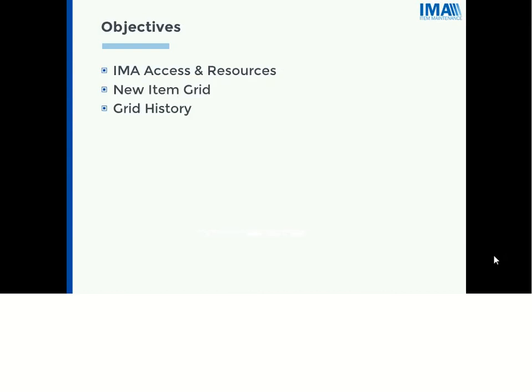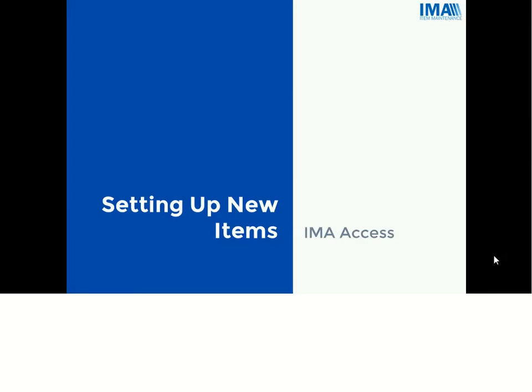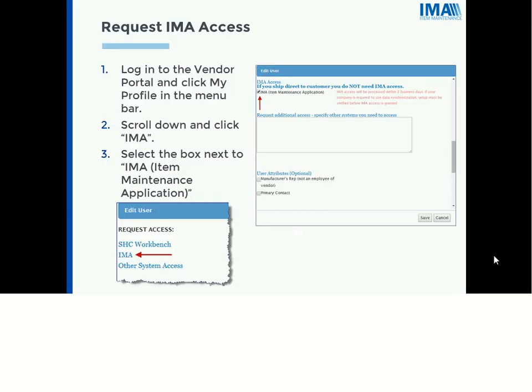So objectives today, we're going to cover IMA access and resources. We're going to cover the new item grid, as well as grid history. So first, access. If you are a brand new vendor and you have never been in IMA yet, you do have to request access as well as sync over items before you'll be given access.